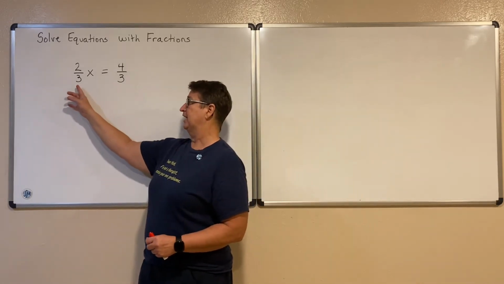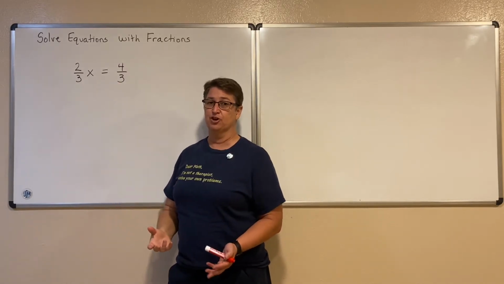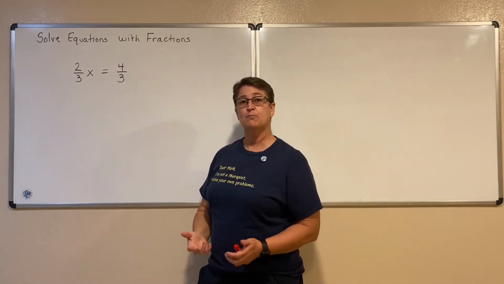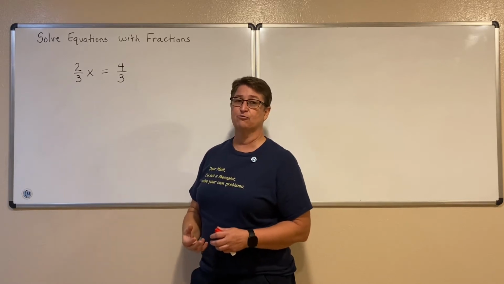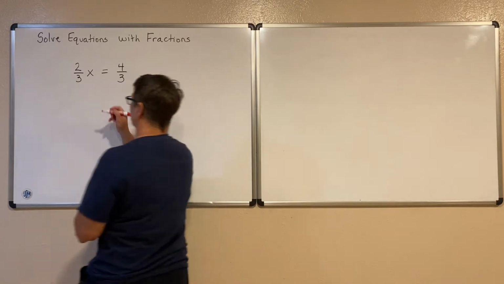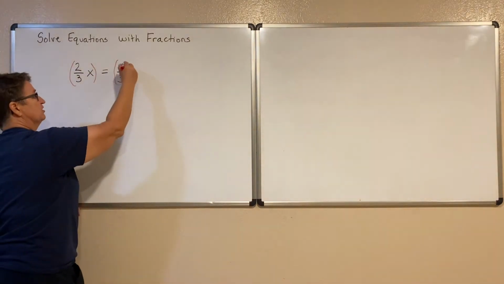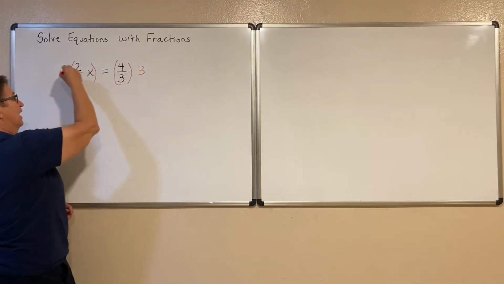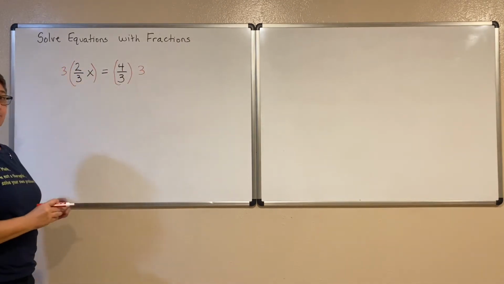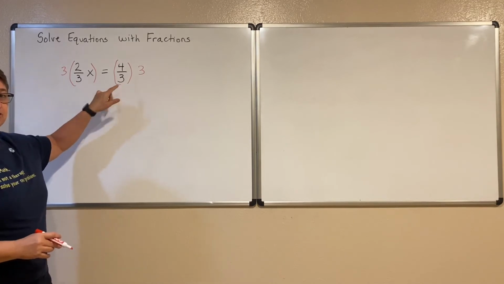So in this case, both of my fractions have a 3 in the denominator. So I'm going to multiply both sides of my equation by 3. Remember, I have to multiply by the same number on both sides of my equation. So I'm going to choose the number 3 to multiply by. And the reason I'm multiplying by 3 is because my denominator is 3.